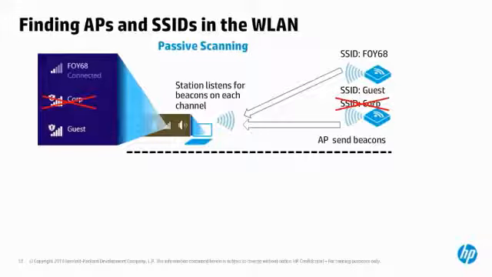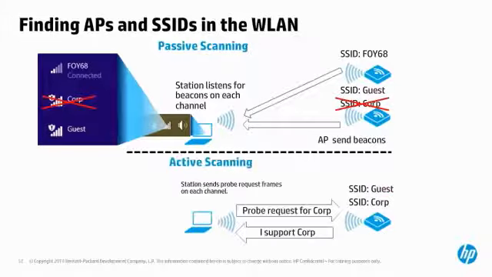For active scanning, stations send probe request frames on each channel. Stations can send probe request frames to ask for all supported SSIDs within range, or for a specific SSID. APs that hear the probe request and support the requested SSID will send a probe response frame.